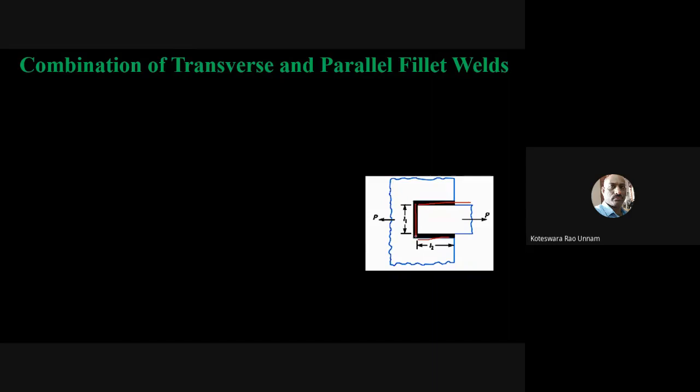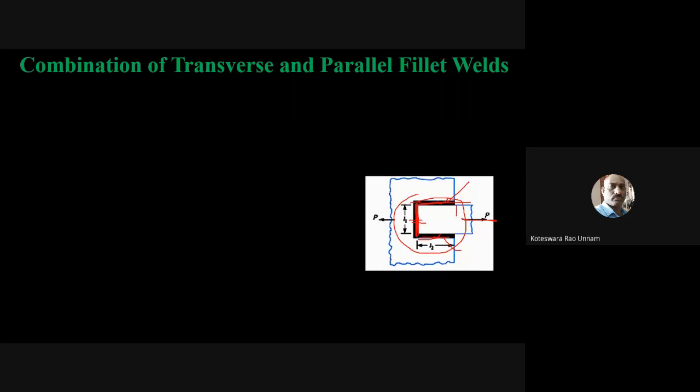Whereas this weld, I have to call this one a transverse fillet weld, because the length of this weld is perpendicular to the load. So this is a transverse fillet weld. Here, the lengths of these two welds are parallel to the applied load. I call these two parallel fillet welds. That means here I have a combination of two parallel fillets and one transverse fillet.